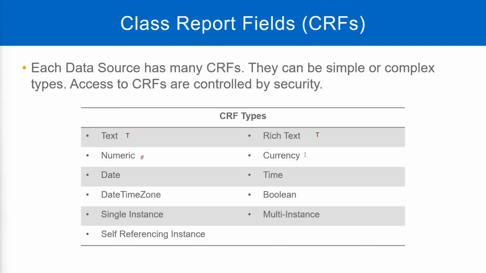A currency. What is a currency field? Yes, it also has a currency symbol in addition to the numeric part. So it is a number and a currency. So currency fields are denoted by the dollar sign. If you look at the field, if you see the dollar icon next to the field, that denotes it is a currency field.